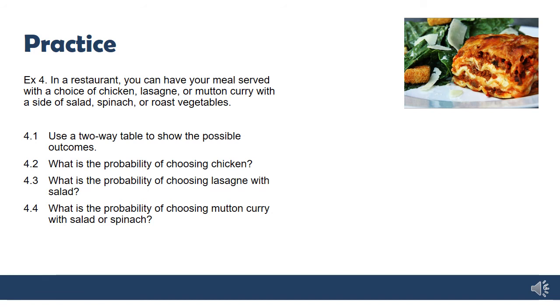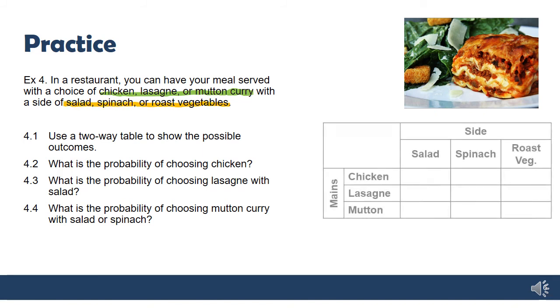All right, here's another example that we see often. In a restaurant, you have your meal served with a choice of chicken, lasagna, or mutton curry with a side of salad, spinach, or roast veg. Use a two-way table to show the possible outcomes. So, sorry, this example might make you a little bit hungry. We have a choice of mains, and then with that, we have a choice of sides. So the first event is the mains, and the second event is the sides.